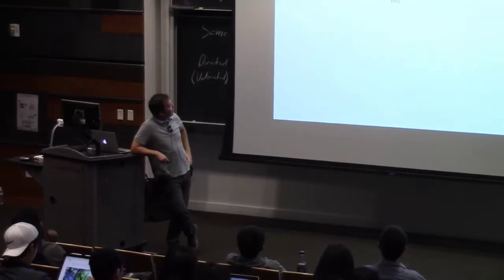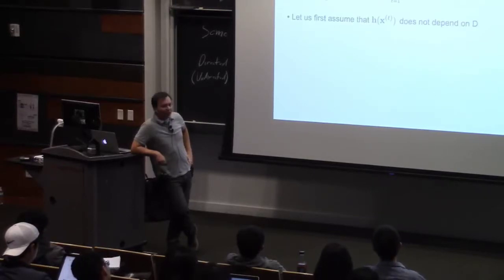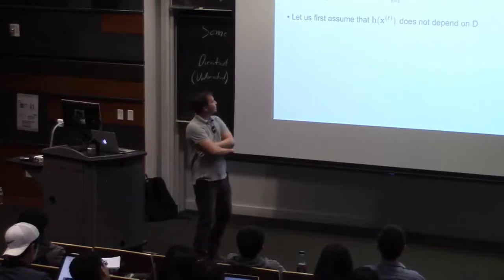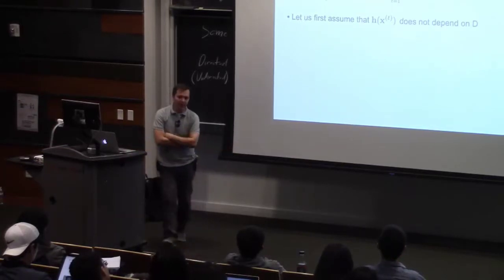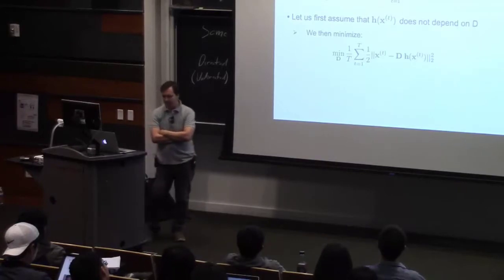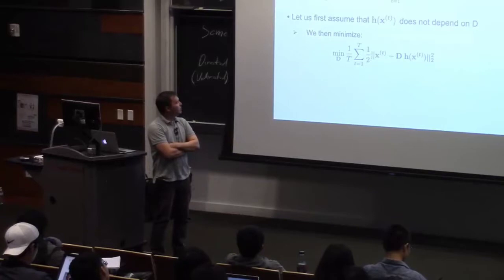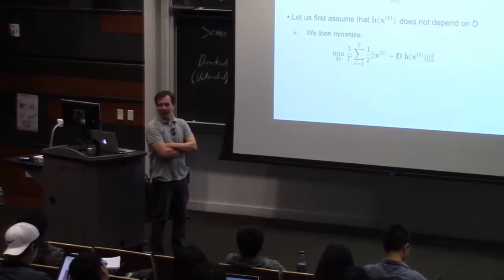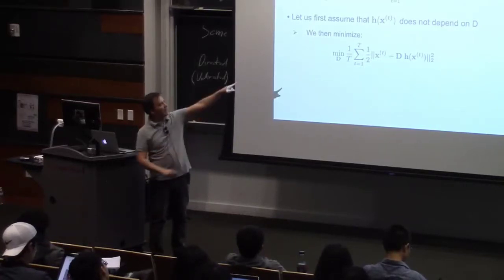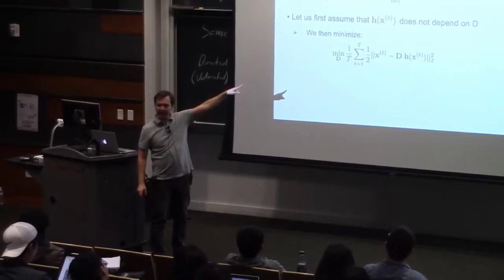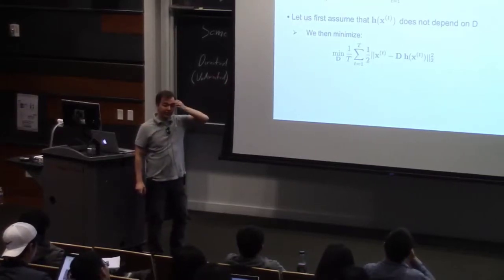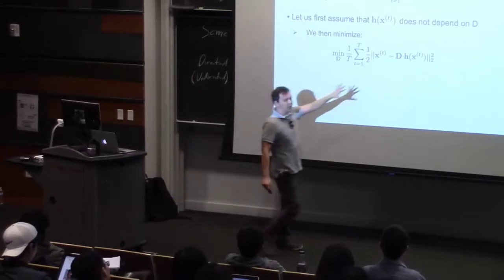So I have a missing min there. I've lost one min in this equation, but that's okay. So let's do the following. Let's first make an assumption that H doesn't depend on D. Okay? Then we would be minimizing this problem, right? Because the second term, H, if it doesn't depend on D, then it doesn't matter to us, right? So we're just going to be solving this problem.